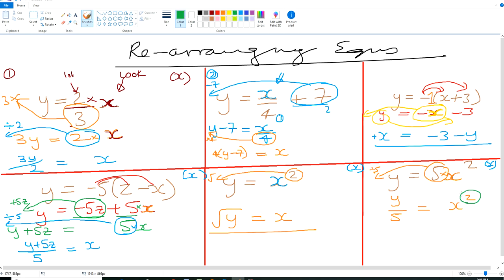Then we grab the square. That's the only thing left to move. That comes over to the other side, becomes the square root. Now, this is another place where students make lots of mistakes, and I'm actually going to show you one of the mistakes now. So you have y over 5. Students do this. Oh, there you go. I'll put the square root on.